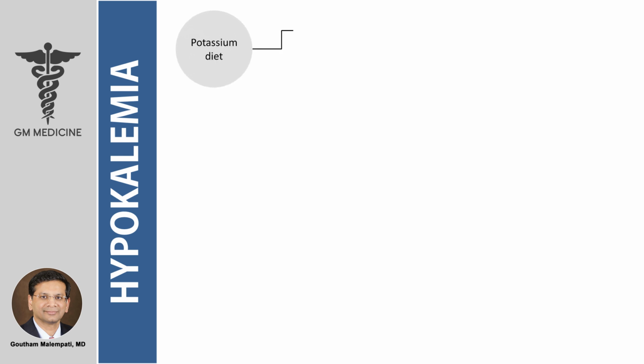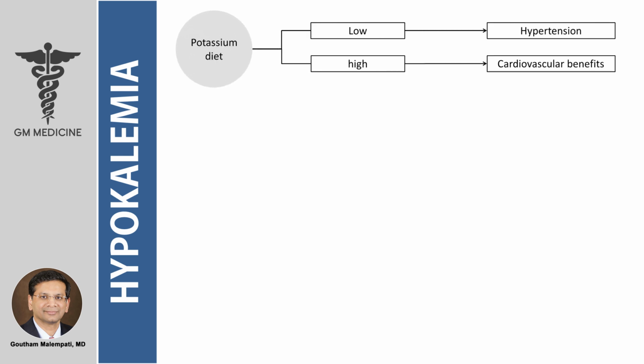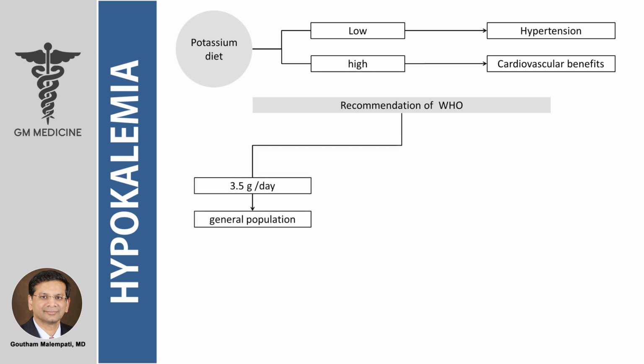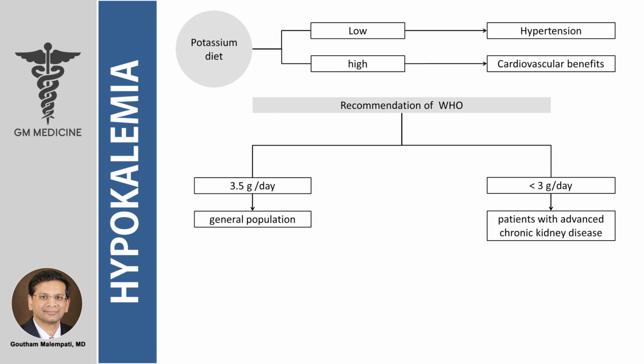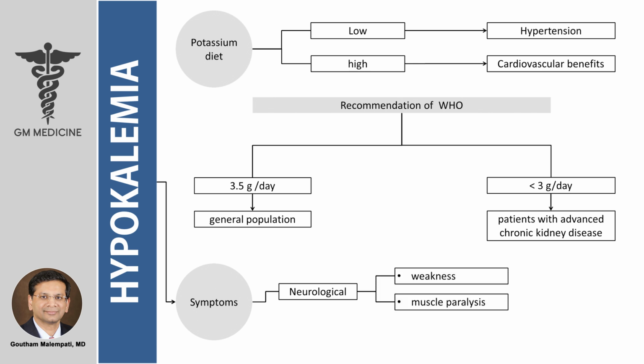Low potassium diet is linked to hypertension, and high potassium diet has cardiovascular benefits. World Health Organization recommends 3.5 grams of potassium per day in the general population and less than 3 grams in patients with advanced chronic kidney disease. Symptoms of hypokalemia can be neurological, which include weakness, muscle paralysis, and cardiovascular, which could be cardiac arrhythmias.